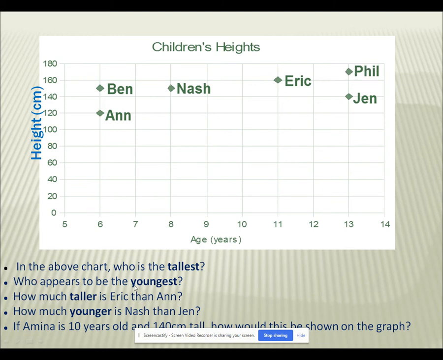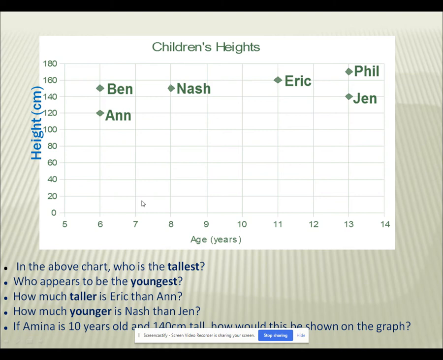Who appears to be the youngest? So then age goes from 5 to 14. So the farther right you go, the older they are. So to the left, who is the youngest? You should have said Ben and Ann are the two youngest. They're both 6. How much taller is Eric than Ann?